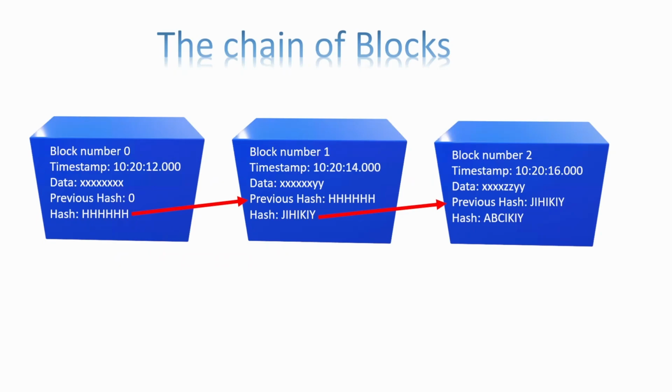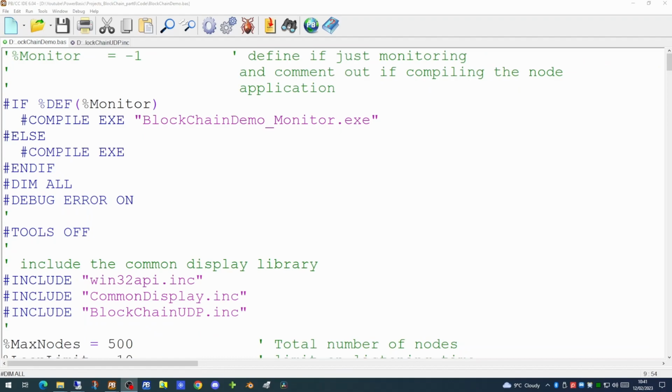So let's have a look at the code. This was our source code at the end of the last video. This source code is used to compile both applications. The definition of the monitor constant here at the top of the source code is used as a switch to define whether the application will compile as the monitor application or the actual processing application. Today, all the changes we're going to be making are to the processing application, the blockchain demo. We'll be making no changes to the monitor application.